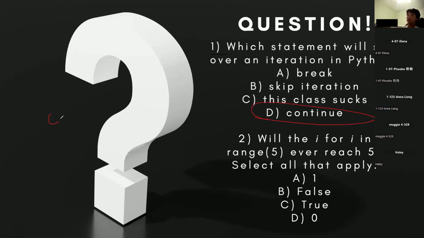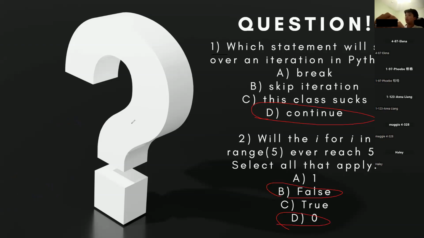Remember, continue skips an iteration. An iteration is basically one run of the code in here, so let me draw the graphic: True, False. If it reaches a continue, it just skips the iteration. For example, if i is equal to 1 and then we continue, we're going to skip the iteration right here and just go back. So it's B and D.